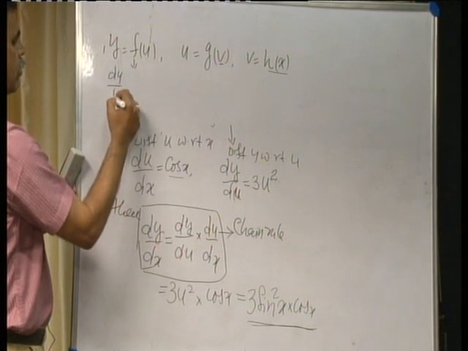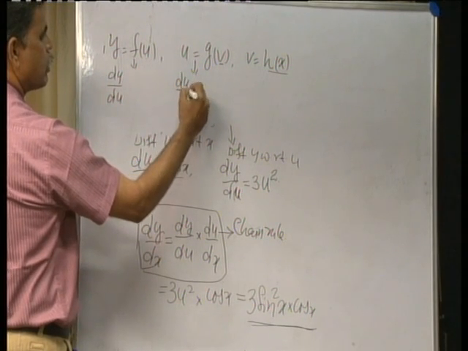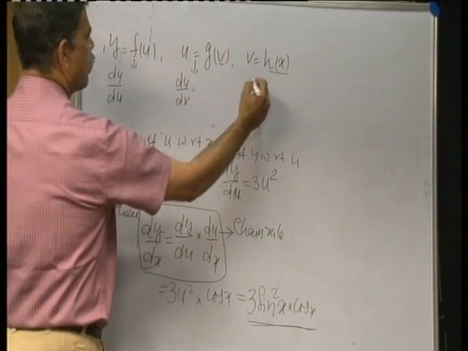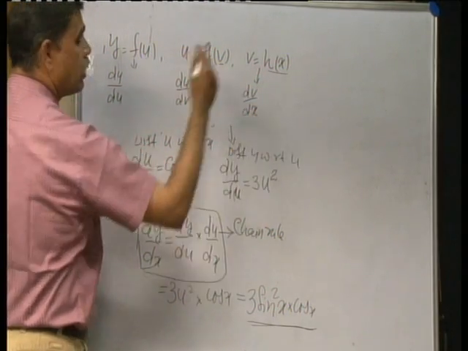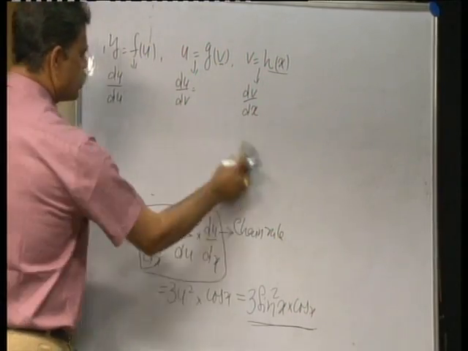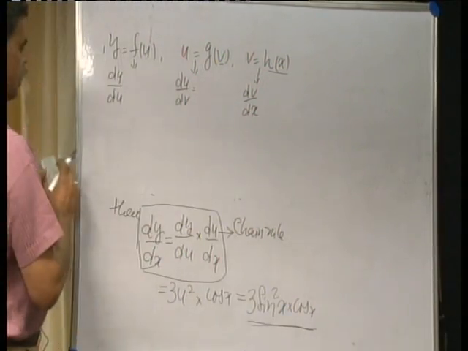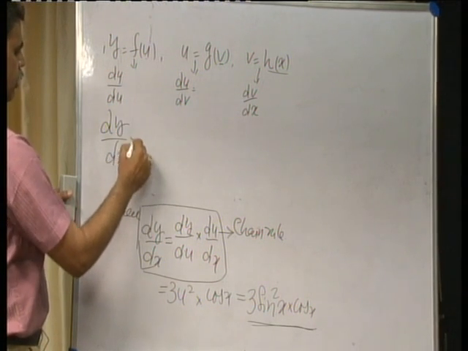You will get dy by du. If you differentiate this, you will get du by dv. If you differentiate this, we will get dv by dx. By combining these using the chain method, the linking method, we can find dy by dx.